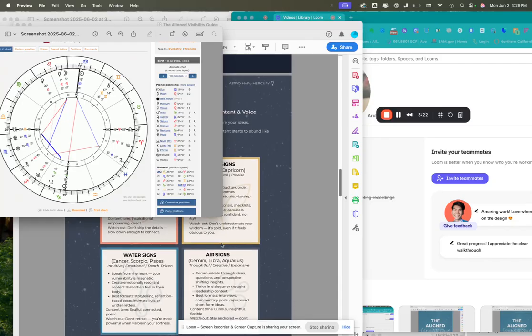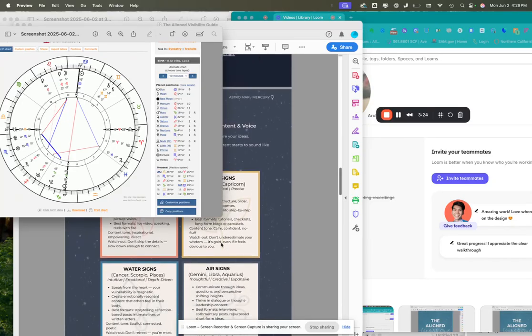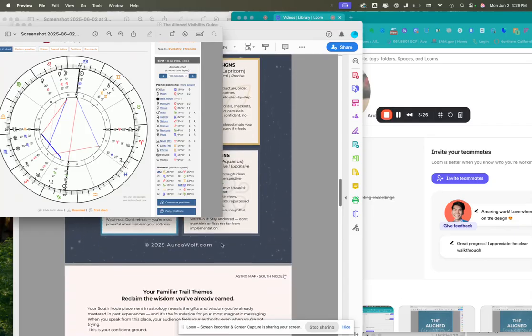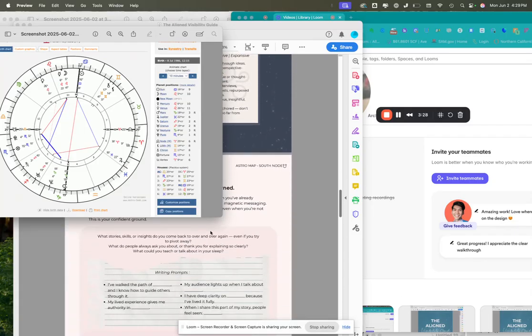Hope that makes sense. The next piece we're going to look at is your South Node. It's the one that looks kind of like a horseshoe, a U shape with little curlies on top. His happens to be right here. Using that same reference from the cheat sheet, his is in Libra.